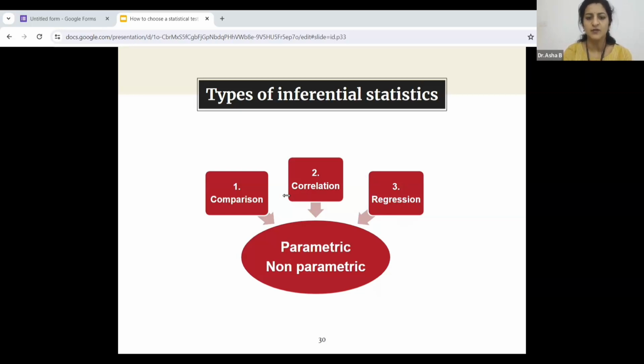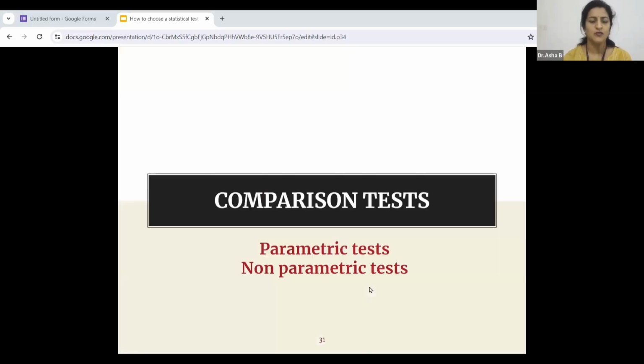So all these, comparative tests, correlation test, and regression test, based on the type of data, whether it is normally distributed or not, are again classified into parametric and non-parametric tests. Let us first see the comparison test. Comparison tests, as I said, mainly look for differences or association between the groups. So in this, let us look into parametric tests, and subsequently we'll see what the alternatives are for these parametric tests when the data is not normally distributed.